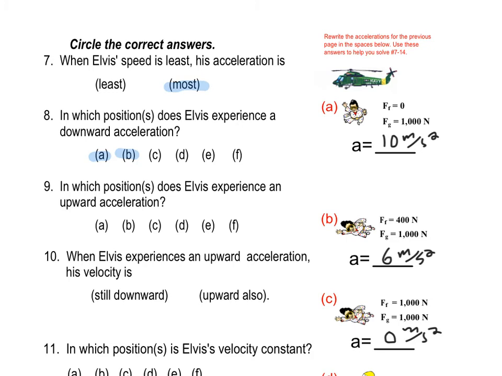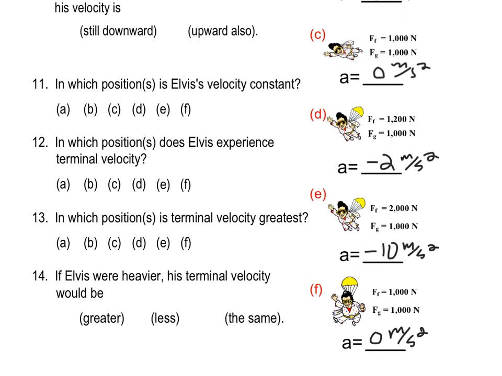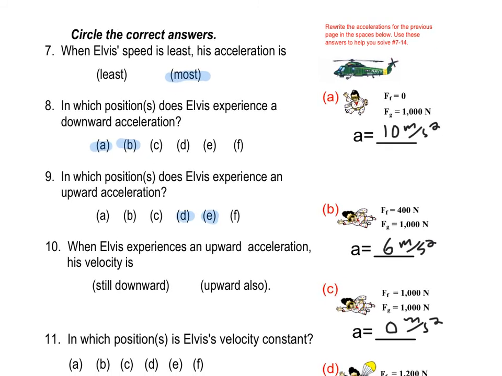Now 9 asks, when do you feel the upward acceleration? So look for when the acceleration is negative, and if we scroll down, we can see that that's going to be positions D and E and nothing else.